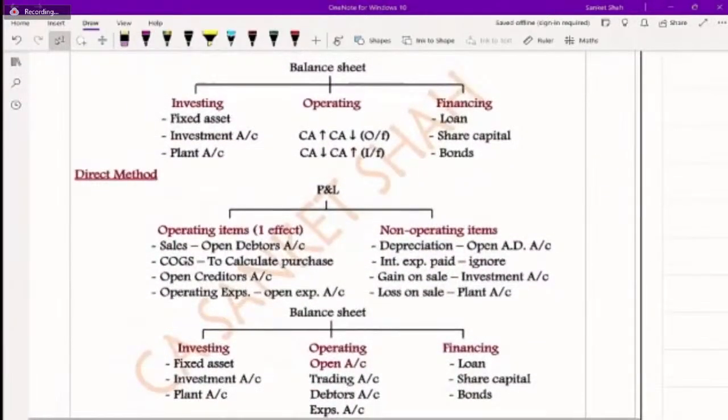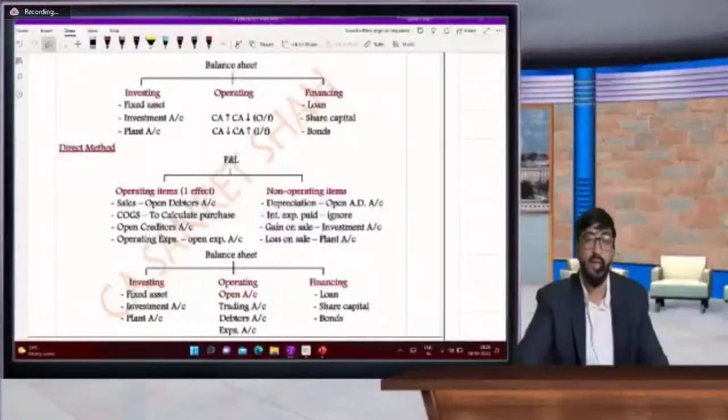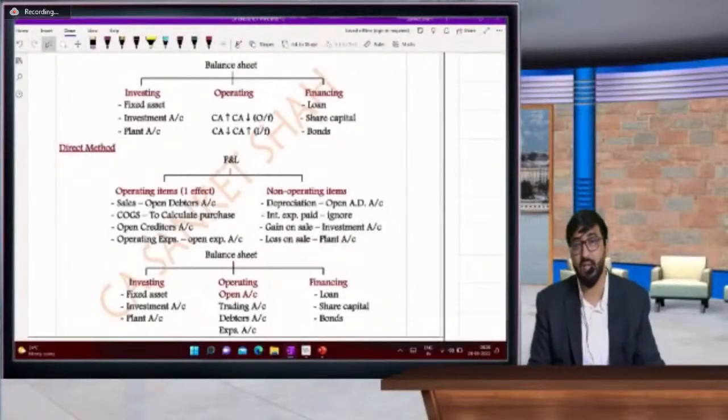Balance sheet. Now see, beta, let us look at the balance sheet also. Balance sheet items: investing activities, operating activities, and financing activities. Investing activities are related to fixed asset investment and plant accounts. So these are investing activities. Okay, we open those accounts. Operating activities means changes in current assets and current liabilities. Current assets, current liabilities. Increase in current assets, decrease in current.